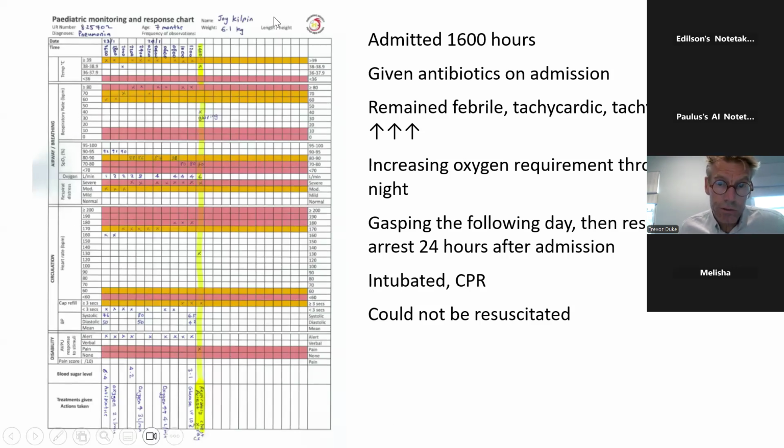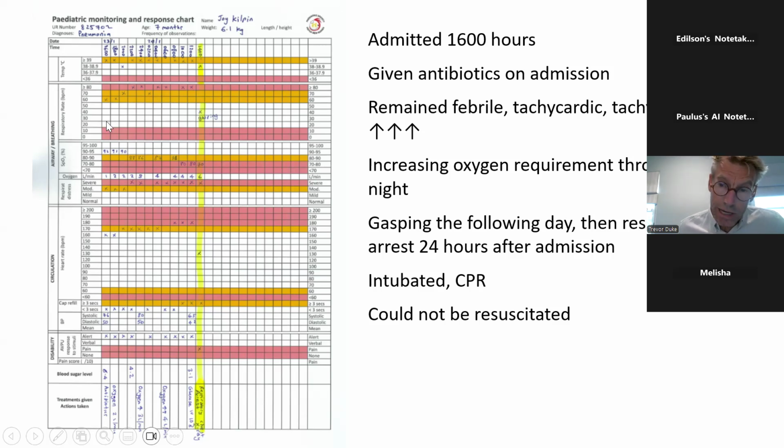And what you can see from this is a monitoring and response chart, and I think all children should have a pediatric color-coded monitoring and response chart. It really helps identify children that are deteriorating. I'll just go through it. We talked about this before, but it includes the temperature, the respiratory rate, the oxygen saturation, the degree of respiratory distress, mild, moderate, or severe, or normal, the heart rate, the capillary refill time, the blood pressure, the AVPU score, and then any treatment that you might give along the way.